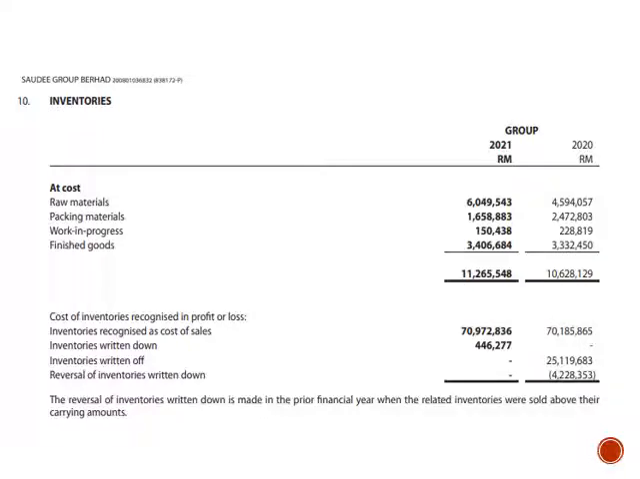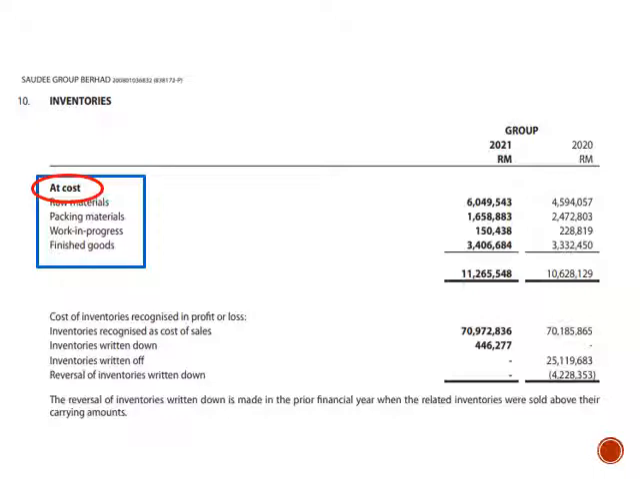And when we refer to Note 10, we know that the inventories consist of raw materials, packing materials, work in progress, and finished goods. So we know that Saudi Group is involved in manufacturing activities. And all of the inventories are recorded at cost and not NRV, which indicates that the cost is lower than the NRV.